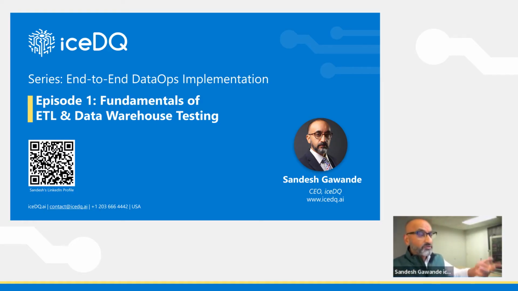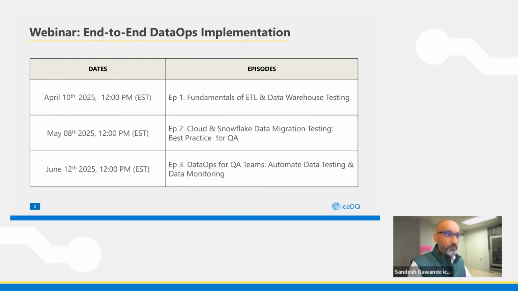Okay. So this is a series, and this is the first one. We are going to talk about fundamentals of ETL and data warehouse testing. After this, the series will include migration testing mostly, and then how to integrate DataOps and implement a CI/CD pipeline to implement whatever tests you have done into production. We'll talk about that in the third episode. So let's go to the first one.